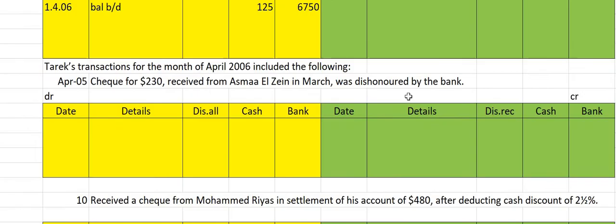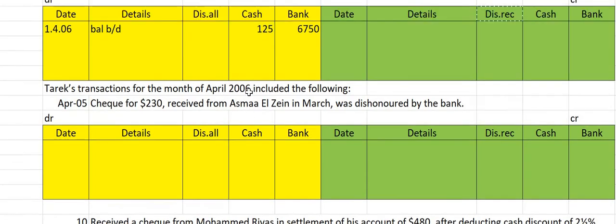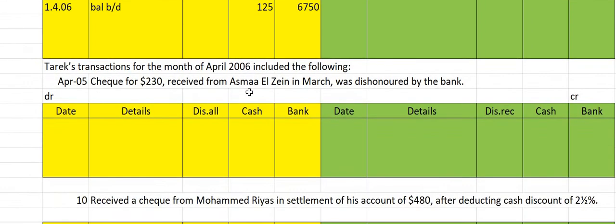Right. Now we are moving into the following transactions which happened during the month. So, Tarek's transactions for the month of April 2006 included the following. April 5th, cheque for 230 received from Asma. So, in this case, you are receiving. When you receive, you enter it on the debit side. Right? When did you receive? You received it on 5th of April 2006.